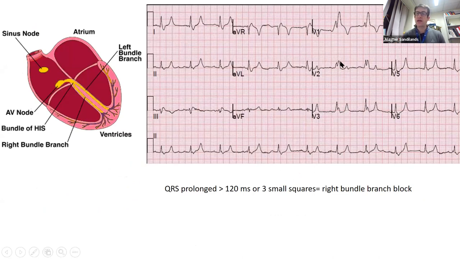Alternatively, we were looking at other ECGs where the QRS is broad. When you look at this ECG, from the start of the Q to the beginning of the S, we've got another very broad QRS. It's not narrow. When it's narrow, it's like a pencil.